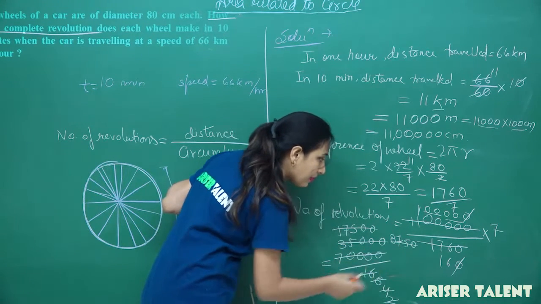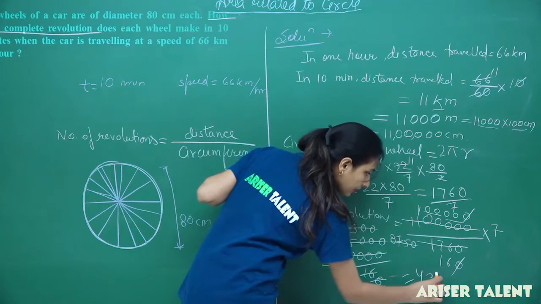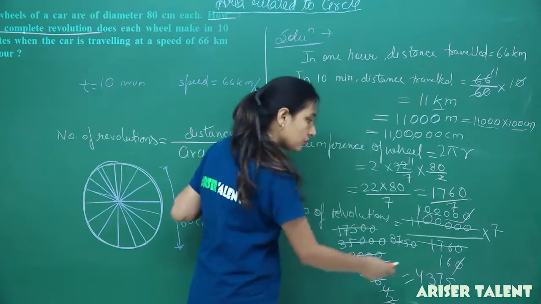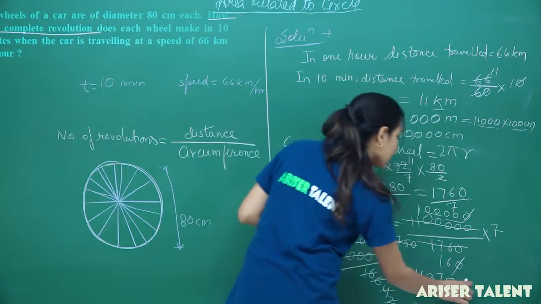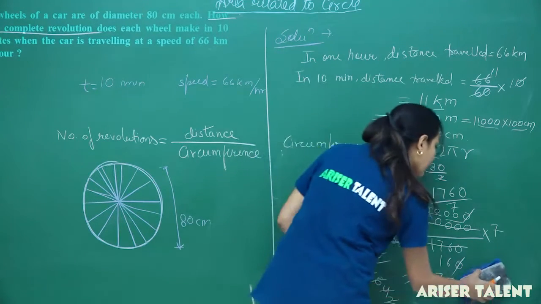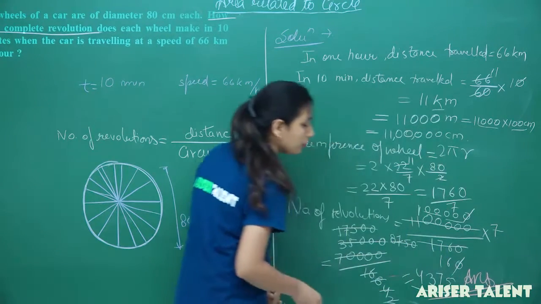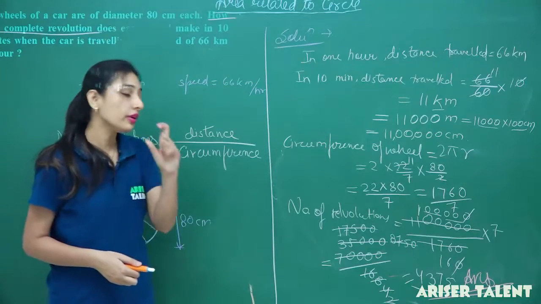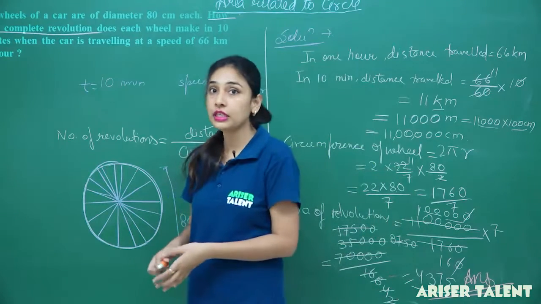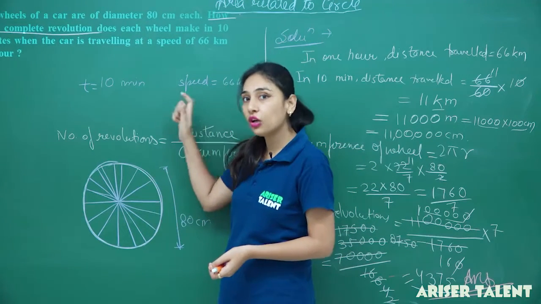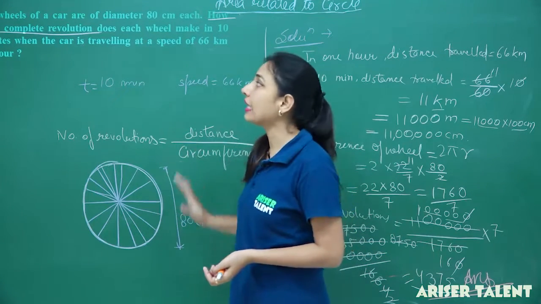Now this can be again cut by how many times? 4375. So this 4375 of what? Centimeters? No, not centimeters. Number of revolutions. We were calculating number of revolutions. So there will be no unit. We are counting numbers. So 4375 number of revolutions. The wheel of the car will make this 4375 number of revolutions in 10 minutes.